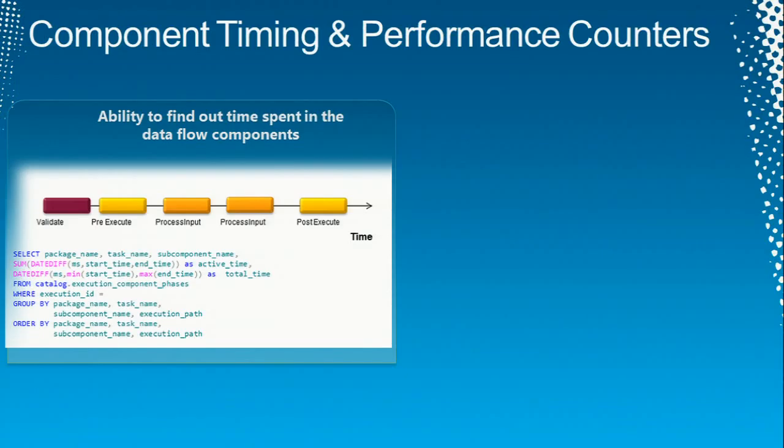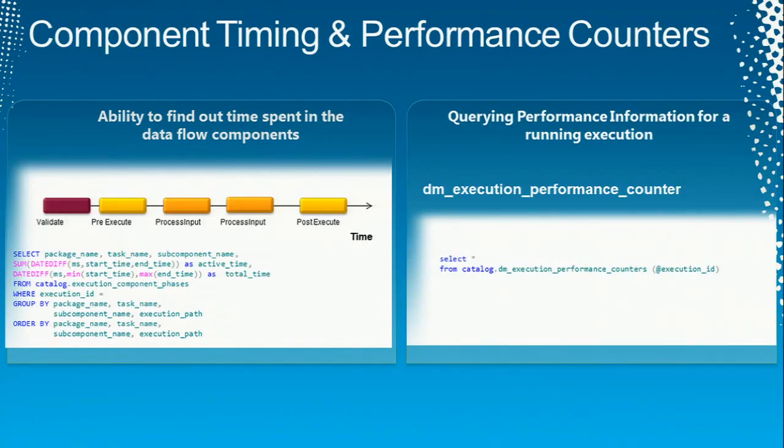So I talked about component timing. That's built into our reports. You can also just query. There are example queries in here to pull out how long a component spent at each of these time phases, or give me a breakdown of my total time overall for every component run on the server. It's kind of like a DMV, dm_exec_perf_counters. You can actually just query it, and you can find out how much memory was available in the system when this package ran.